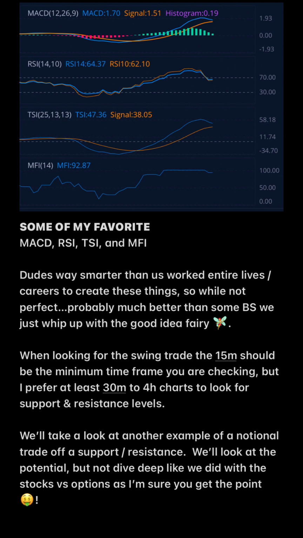Now, when we're looking for the swing trade, we want to be at least looking at the 15-minute chart as a minimum time frame. And we should probably be looking at further out ones like the 30-minute and the 4-hour chart to look for support and resistance levels. Now, we'll take a look at an example of a notional trade like we did before, and we'll look at potential trades, but we're not going to dive deep like we did in the original trade with a stock and an option trade, because you guys get the point on what I was trying to establish. So let's go ahead and dive into this.